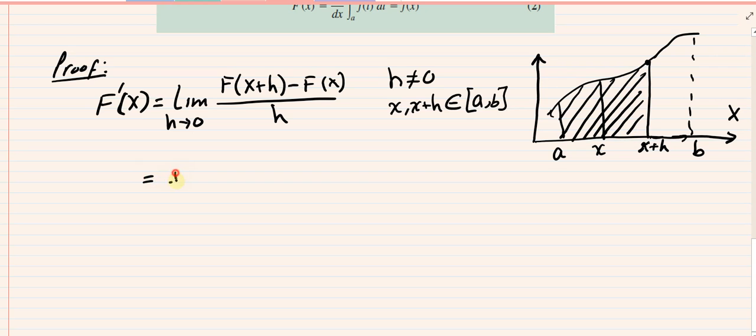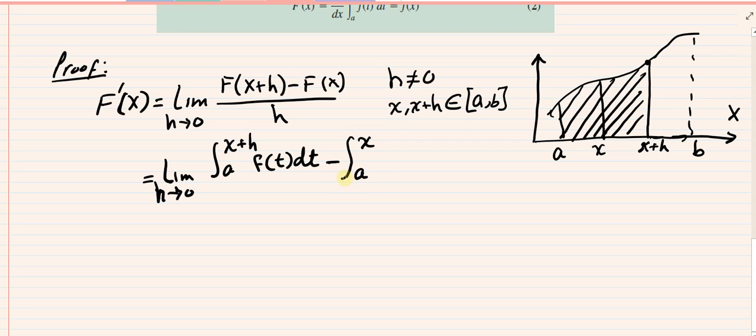So I can write this as the limit h approaching 0 of the definite integral from a to x plus h of f of t dt. Usually when the limits of integration involve a variable such as x, we make the argument of the integrand different from that variable. That's why it's t now. Okay, so that's F at x plus h minus F of x, the function that was defined in the fundamental theorem, the definite integral from a to x of f(t) dt.